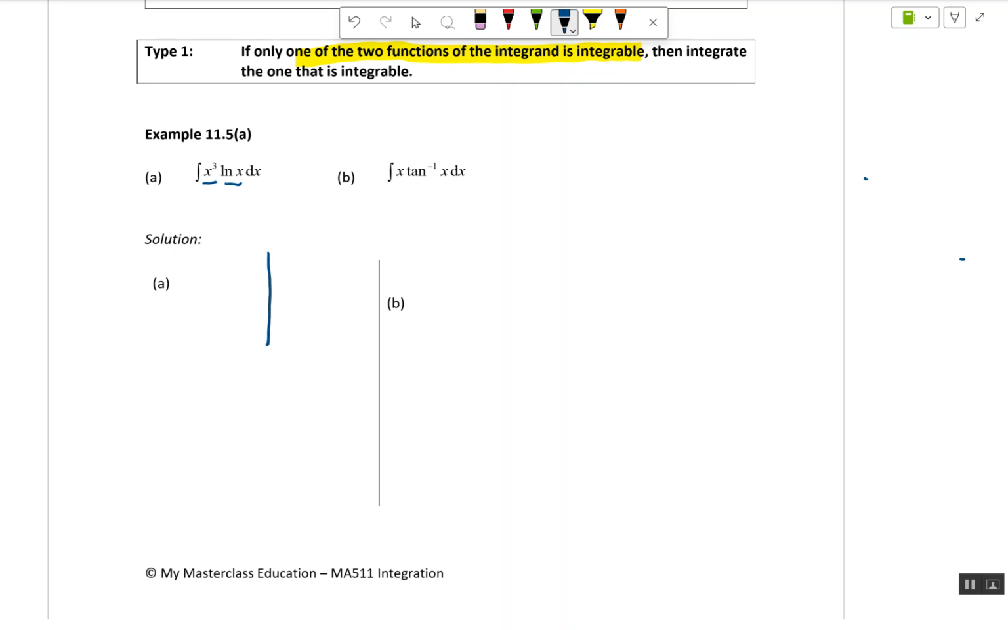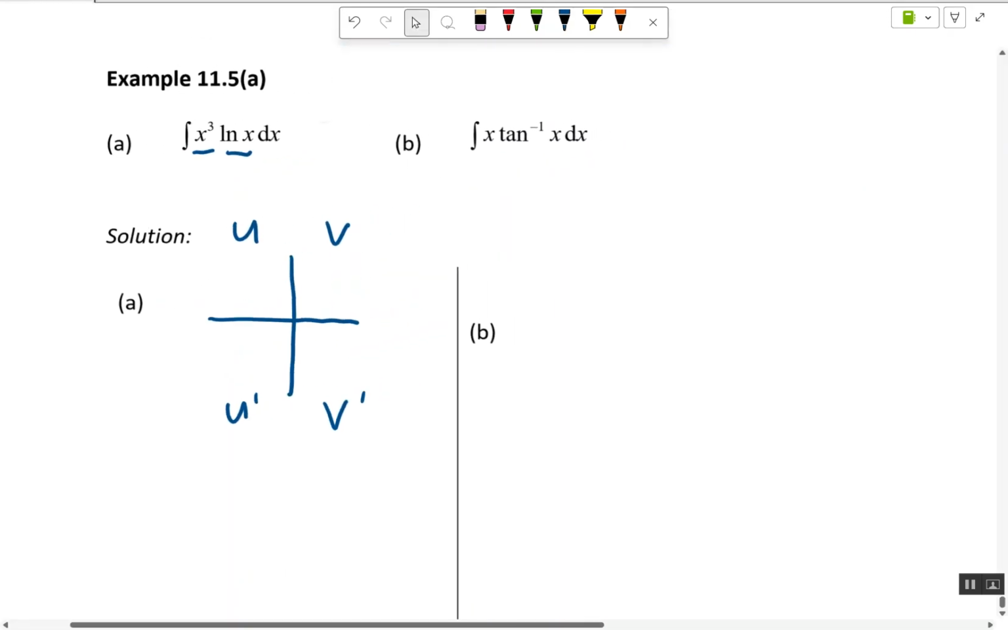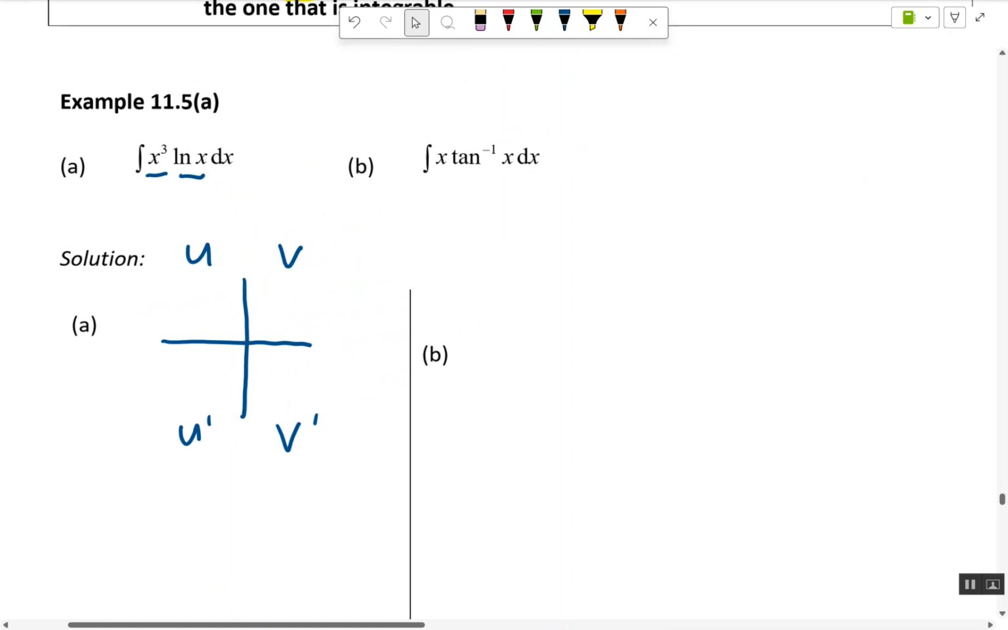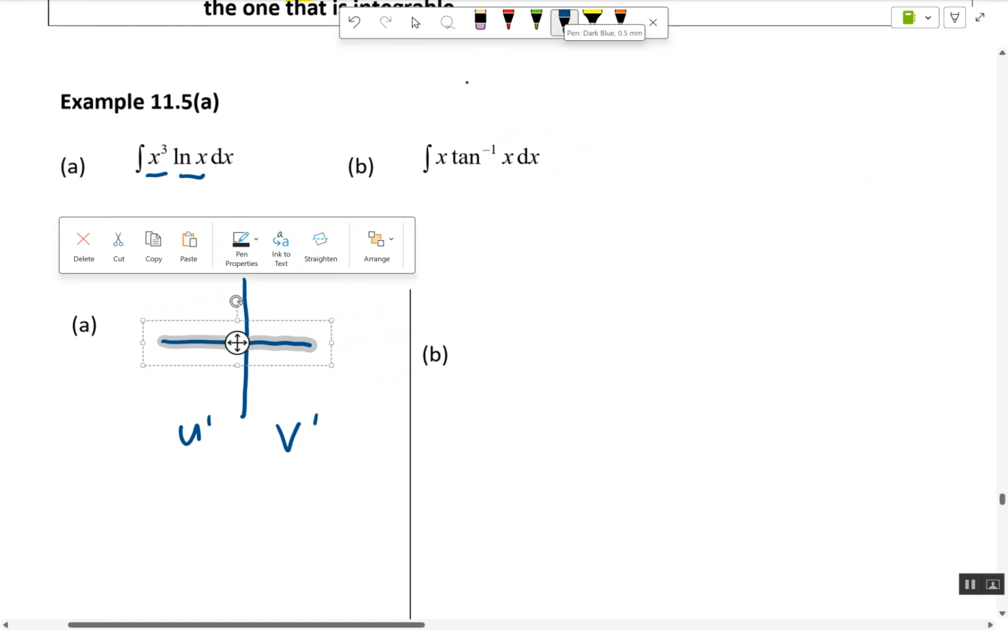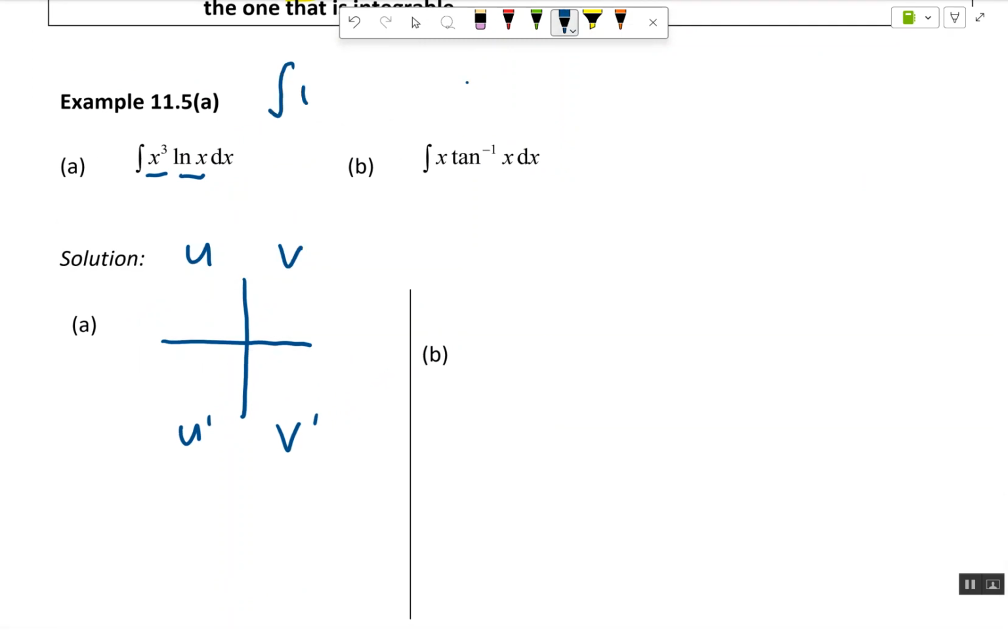Now I like to use this table where this is u, this is v, this is u prime, this is v prime. Some of you may find this table easy to use. I also like to write down my integration by parts technique at the top, which is the integral of u v prime equals uv minus the integral of u prime v. Whenever I know I'm going to do by parts, I write this here.